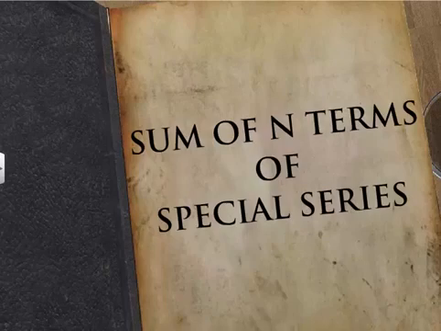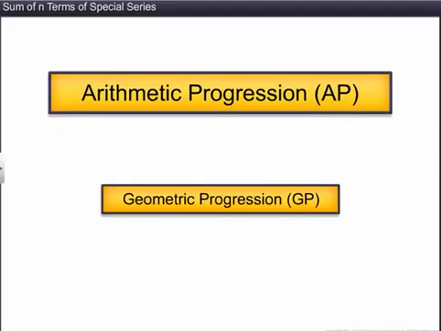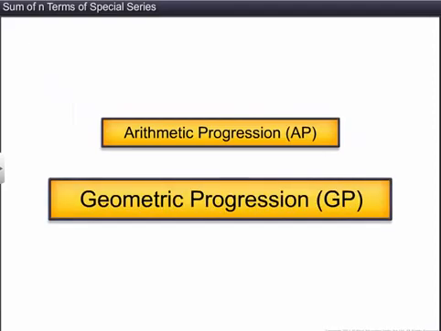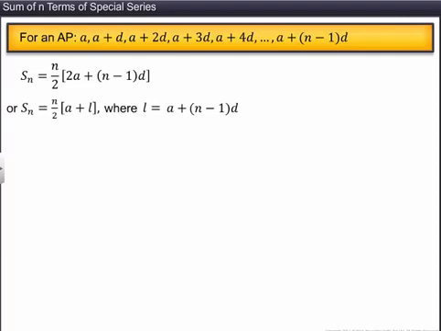You will learn to find the sum of n terms of some special series. By now, you're familiar with arithmetic progression and geometric progression. The sum of n terms of an AP is equal to n by 2 into 2a plus (n minus 1) into d, or n by 2 into (a plus l), where l is the nth term or the last term. It is denoted by S with subscript n.